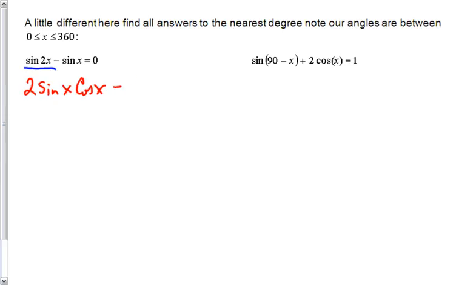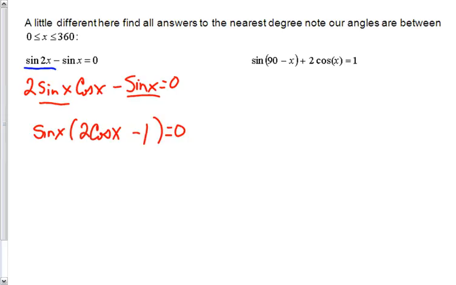Now, it may not seem like much of a switch, but we can still work with this. Look, we don't have a quadratic, that's okay. But you can see what's common in both of these. They both share sine, so I can factor that out. I have sine of x factored out, and I have 2 cosine of x minus 1 equals 0.